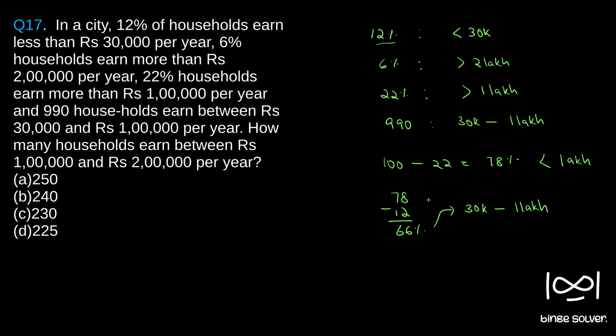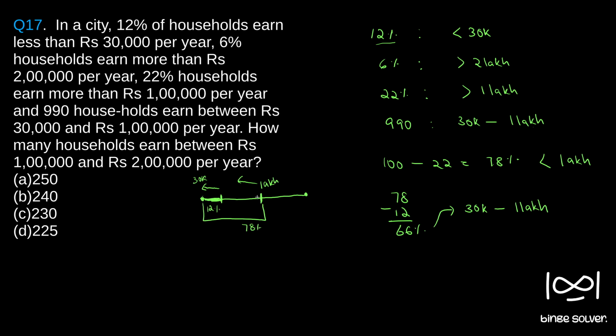Okay, you understood? If it is confusing, you can think of it as a number line scenario. This is the 1 lakh mark, all the people less than 1 lakh, and this is the 30,000 mark, all the people less than 30,000. It is given this is 12%, and less than 1 lakh is 78%.